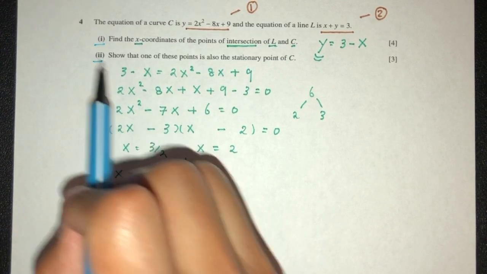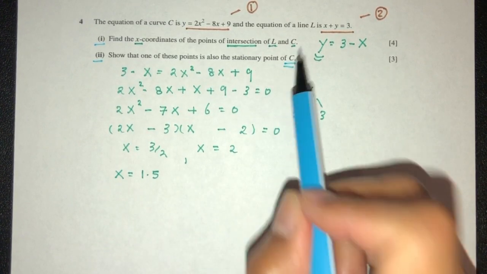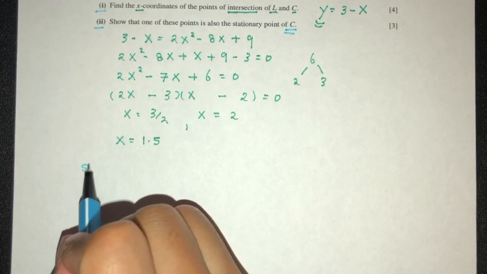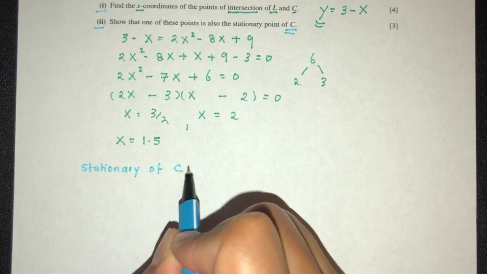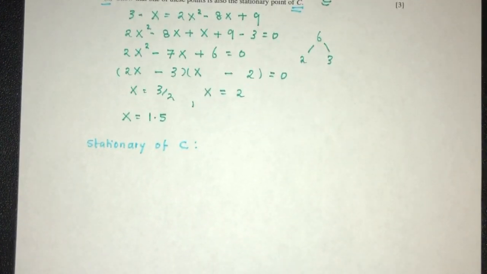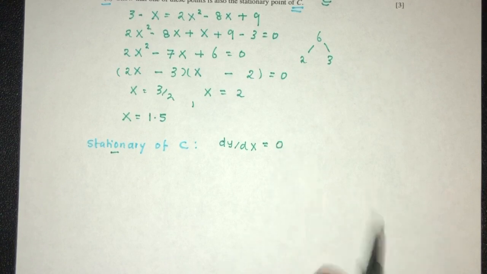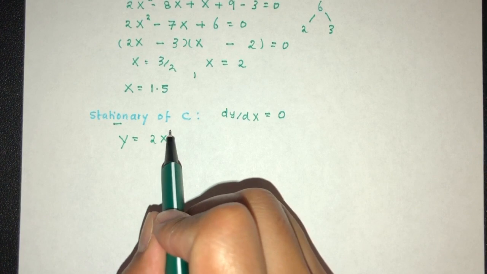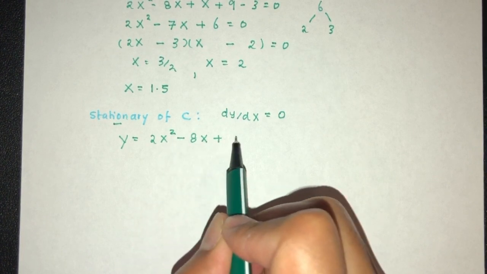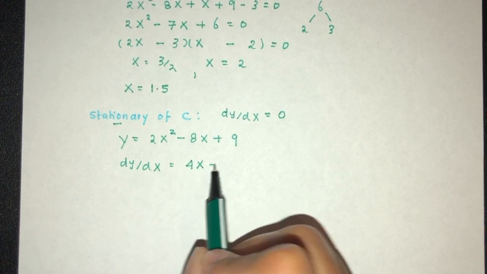Now, part 2, we have to show that one of these points is also a stationary point of C. So pretty easy. Let's find the stationary point of C. So how can we find this? We know that at the stationary point of C, the value of dy by dx has to be 0. Let's first find dy by dx. So y of the curve is 2x squared minus 8x plus 9. So dy by dx will be what? Will be 4x minus 8.